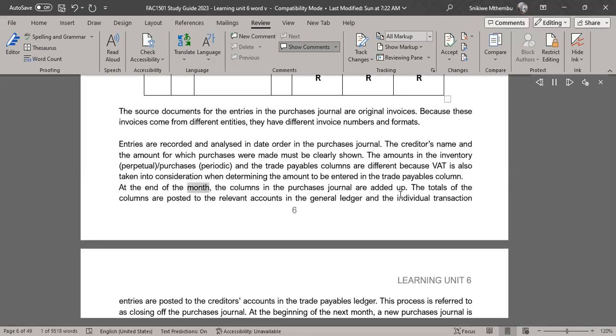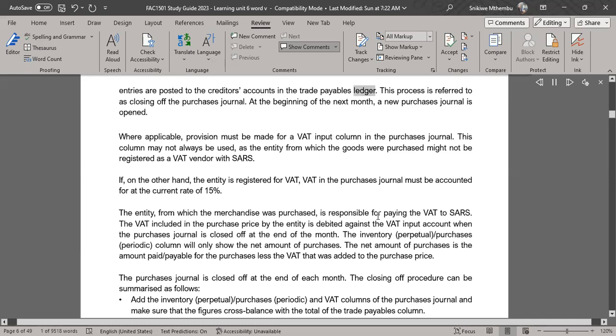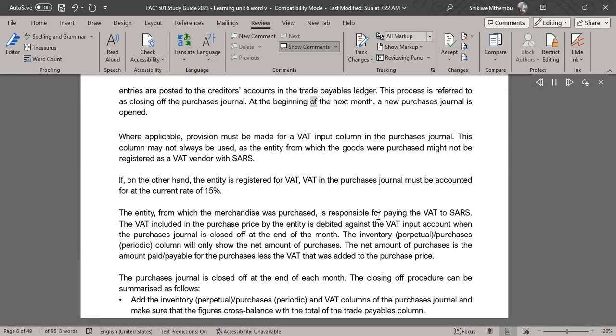At the end of the month, the columns in the purchases journal are added up. The totals of the columns are posted to the relevant accounts in the general ledger, and the individual transaction entries are posted to the creditor's accounts in the trade payables ledger. This process is referred to as closing off the purchases journal. At the beginning of the next month, a new purchases journal is opened.